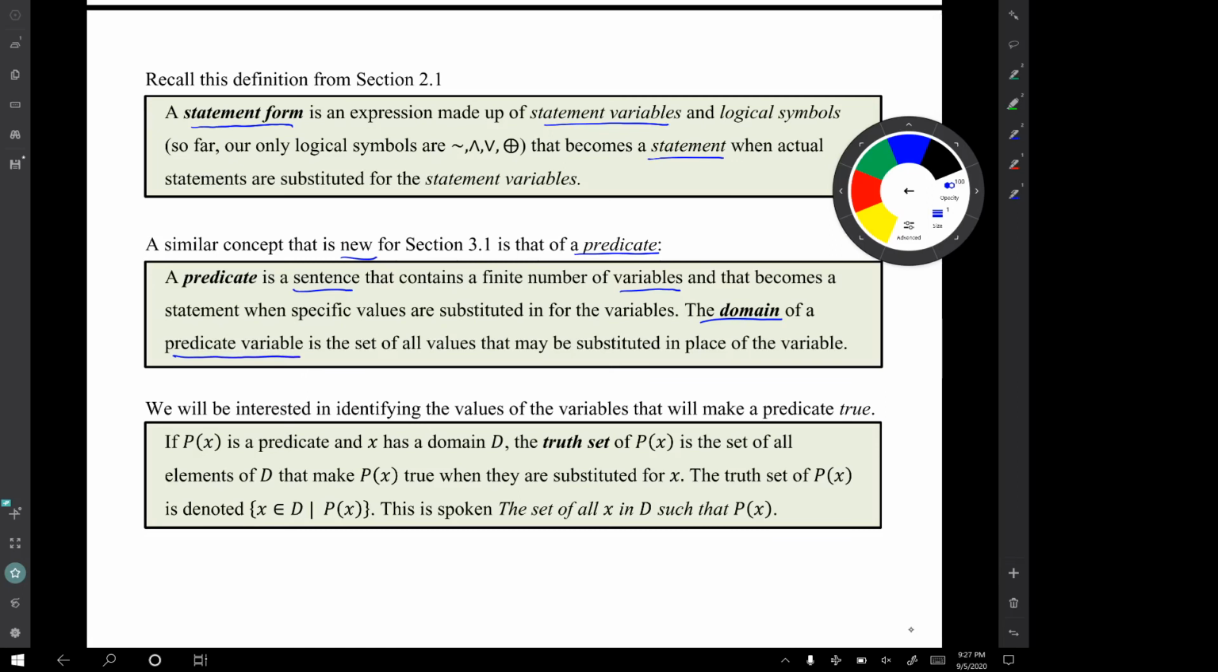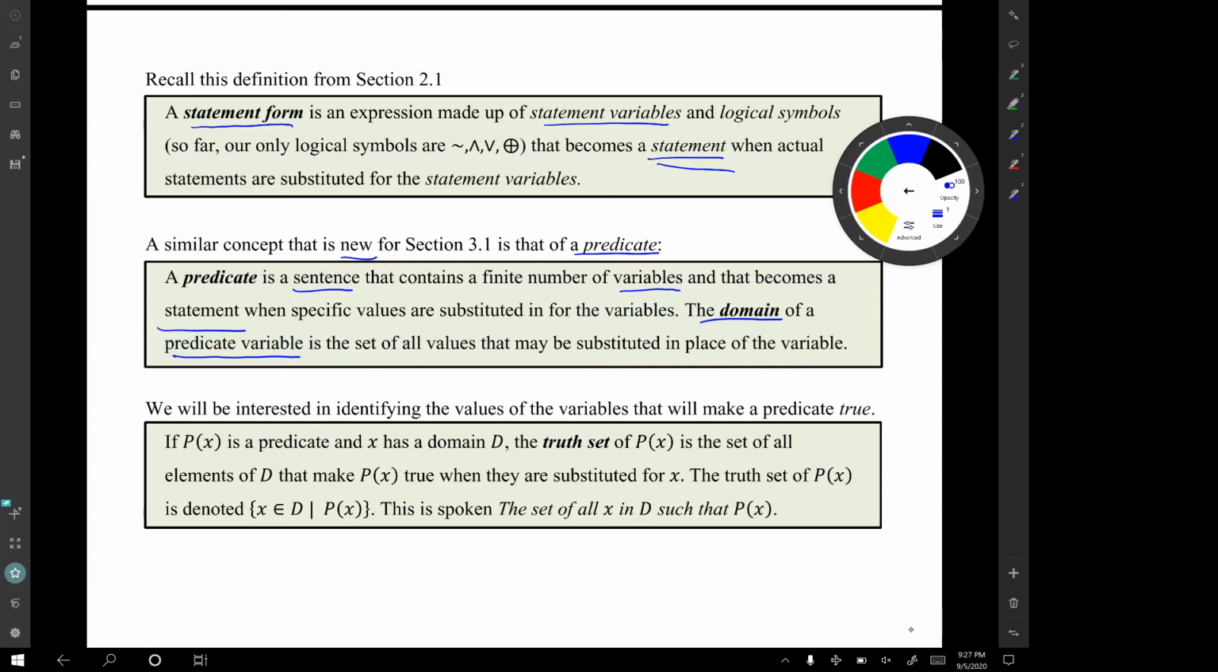So a predicate is like a statement form in that it's got some variables in it, and once you substitute in actual things for the variables, the predicate becomes an actual statement, just as with a statement form, once you substitute in actual statements, the statement form becomes a statement. The difference between a statement form and a predicate is that with predicates, the variables have varieties of kinds of domains.